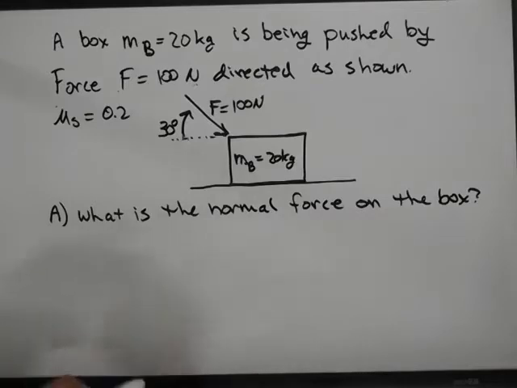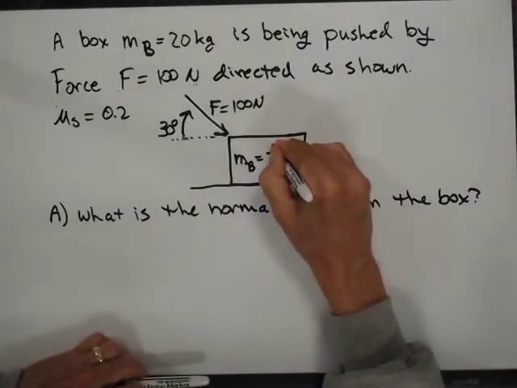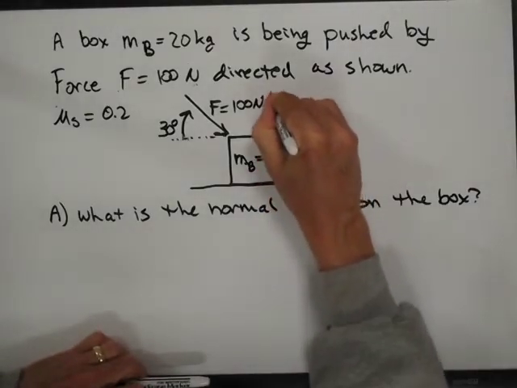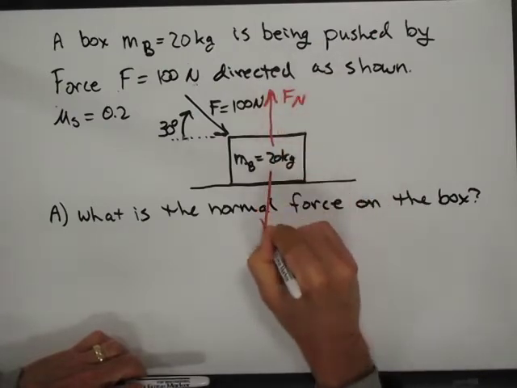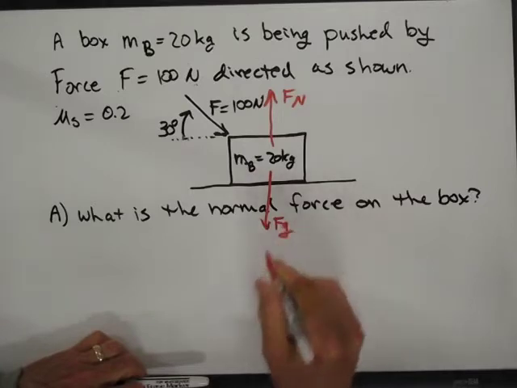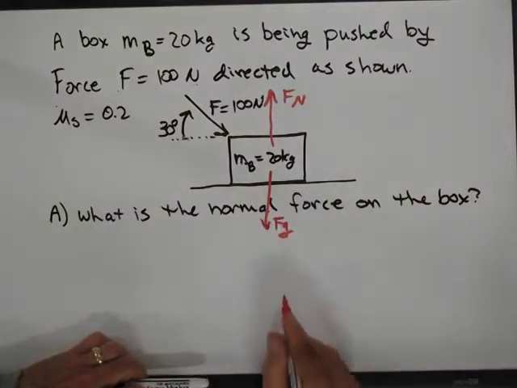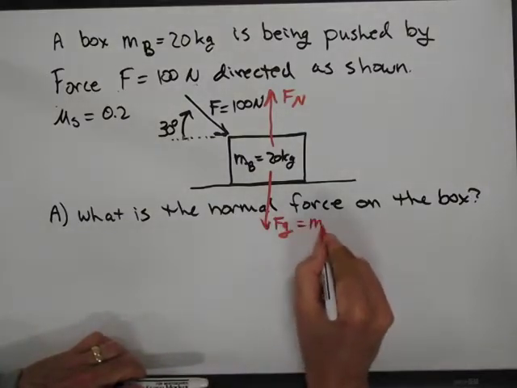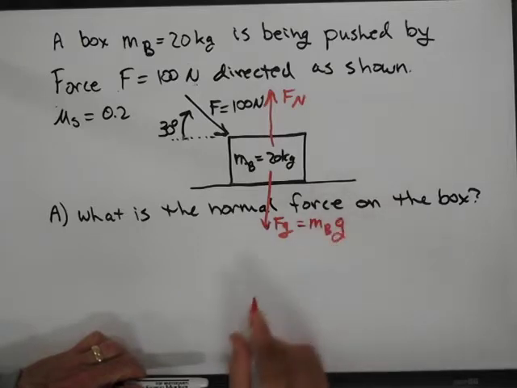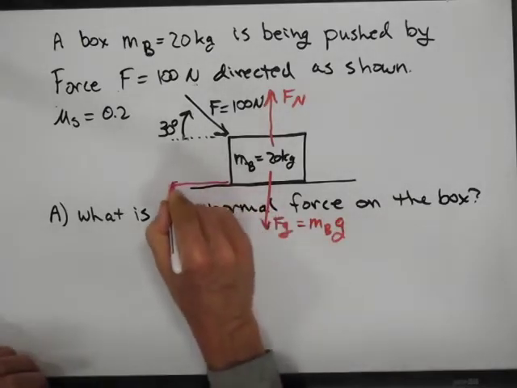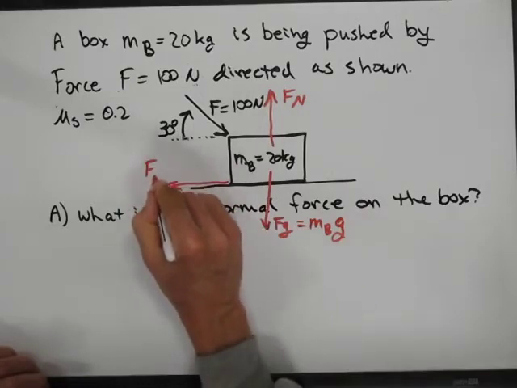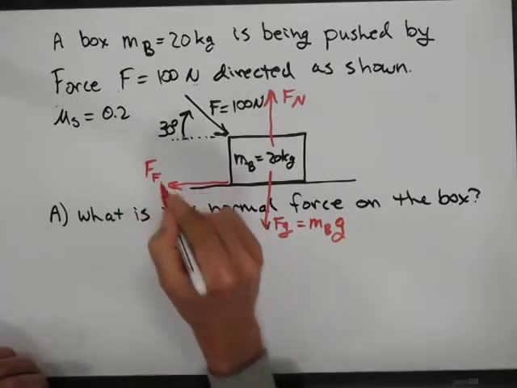We've already got a picture here, but let's annotate it with some forces. There's going to be a normal force this way, and there's going to be a force of gravity this way, equal to the mass of the box times gravity. What else is there going to be? There's going to be a friction force going back this way, F_f.